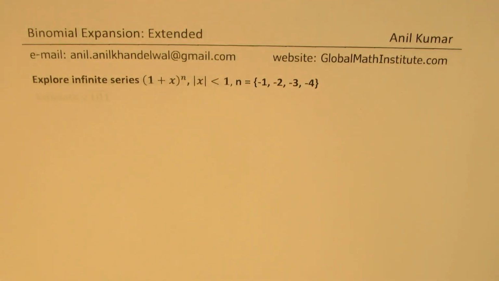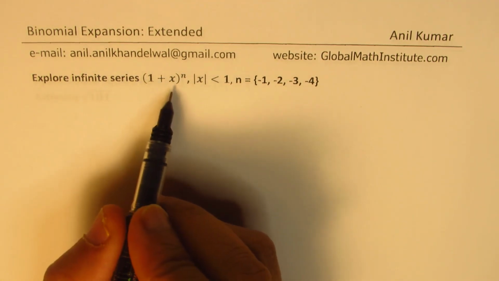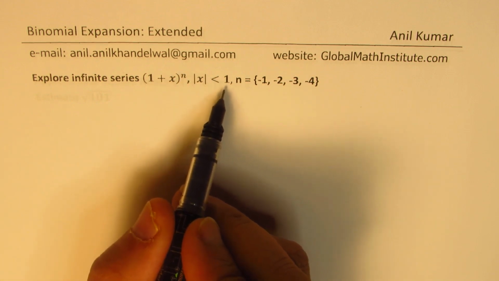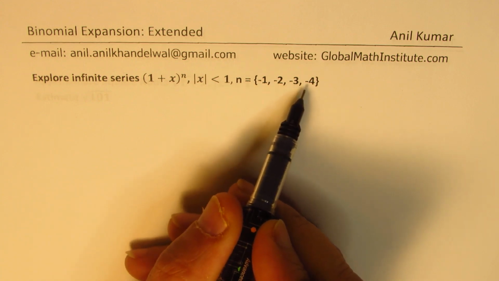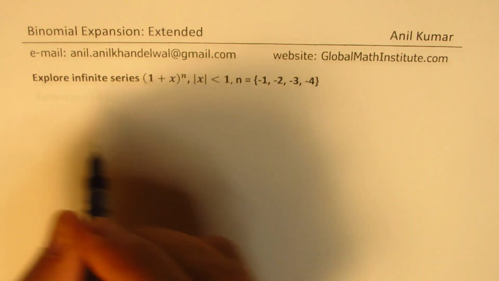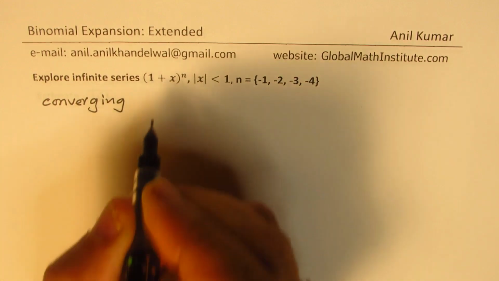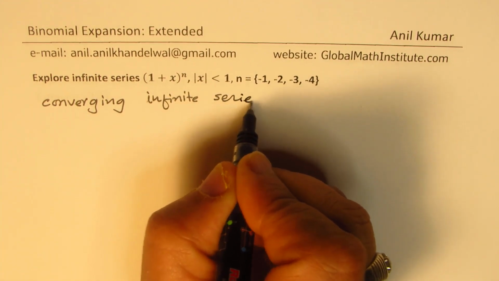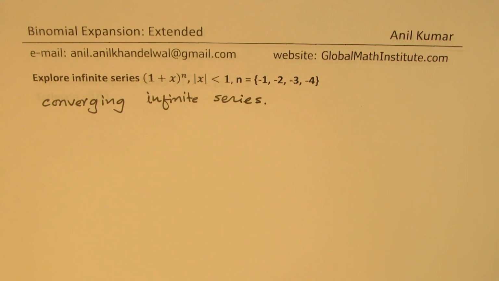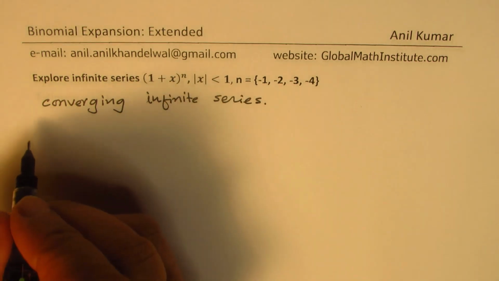So let us summarize this and then move forward. Once again, what we saw here is that this infinite series, 1 plus x to the power of n, where the absolute value of x is less than 1, we did see that for different values of n, which is like minus 1, minus 2, minus 3, minus 4, we do get a converging infinite series. So let me write down, copy from here, what we really got these series as. Now these are very important series to consider.